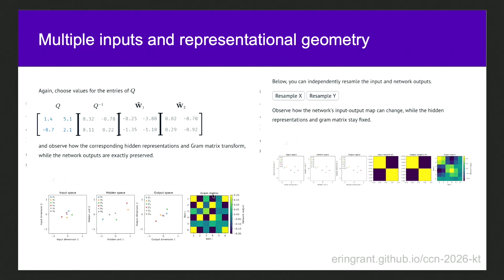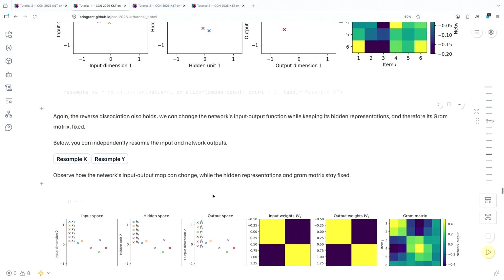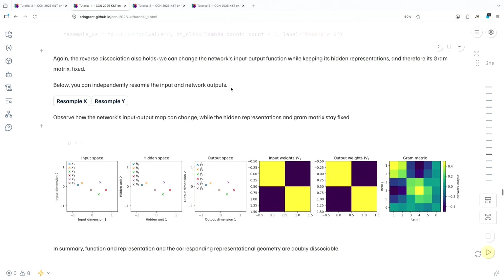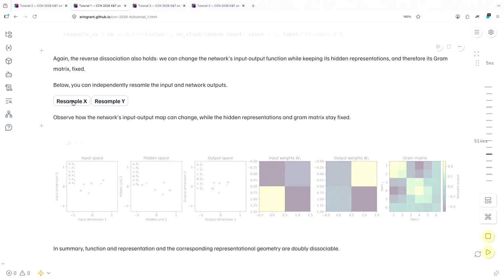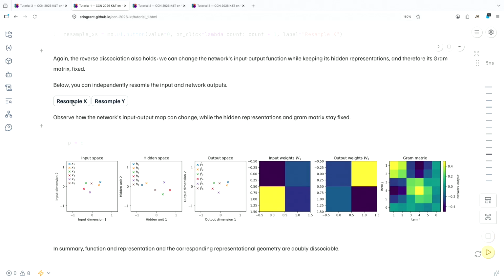And also, just a little bit below, we can do the same thing where we keep the hidden representation fixed, but we change our inputs and our outputs. So we can resample what we want our network's output mapping to be. And we can do this while keeping the gram matrix perfectly fit, but now we obviously compute a different function. We can also change what our inputs are. We exactly preserve the hidden representation of the geometry, but the network does a completely different thing.